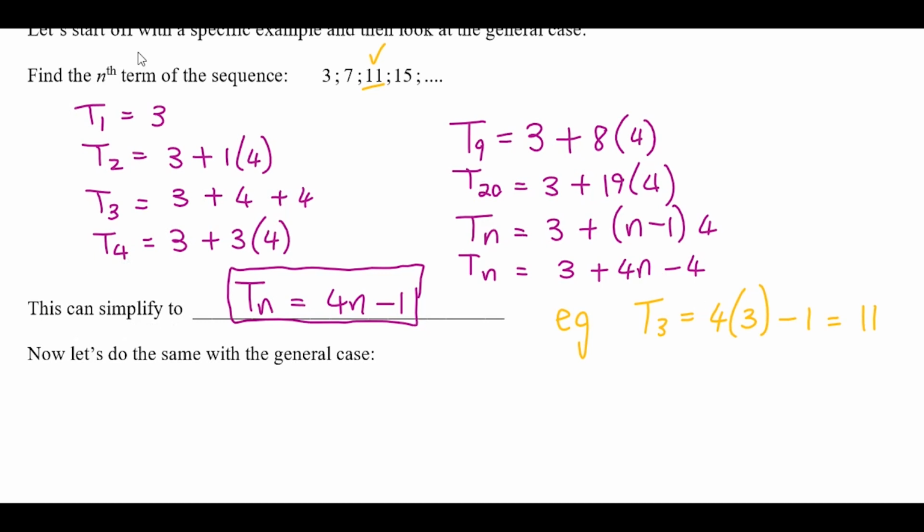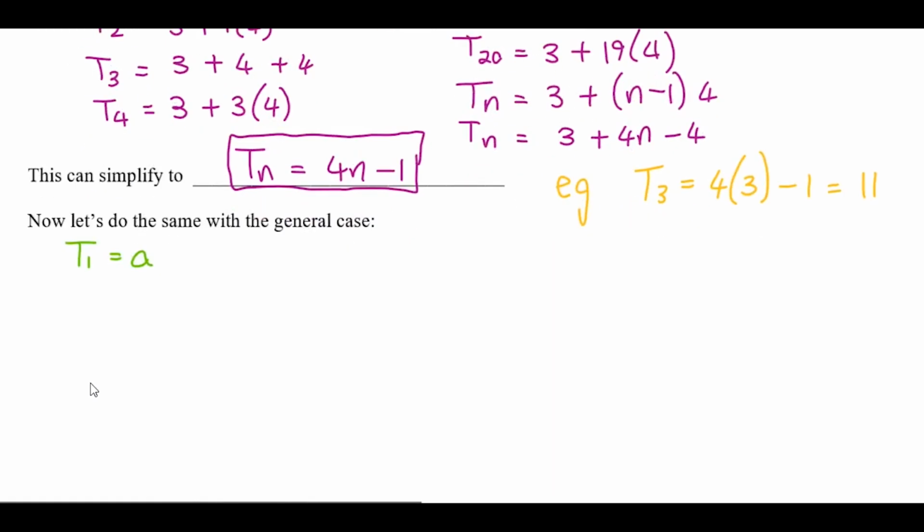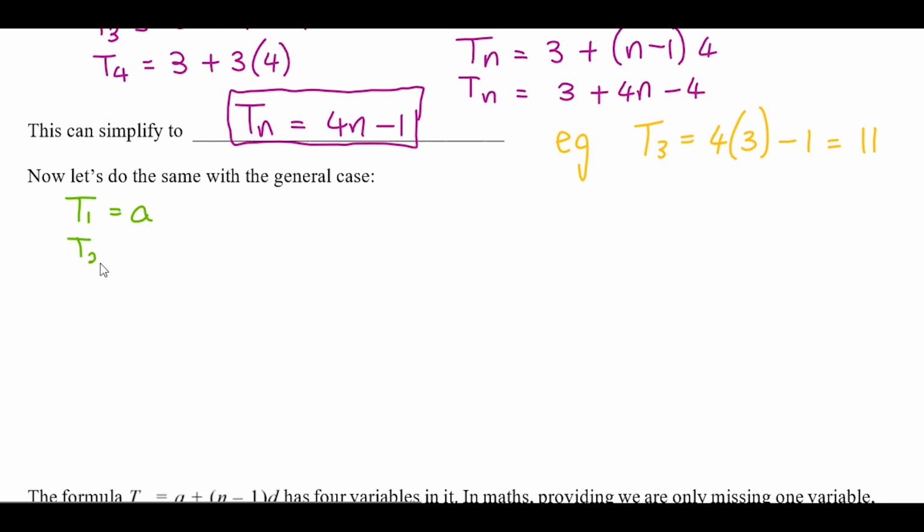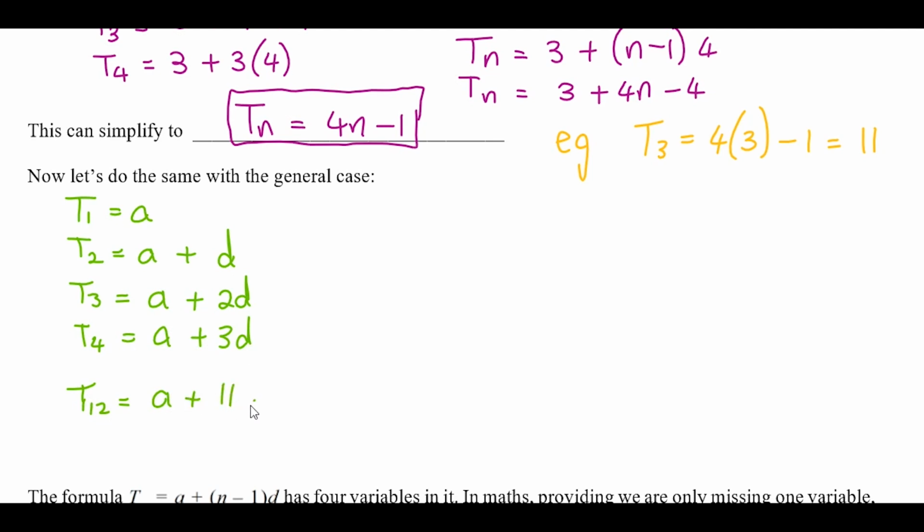Okay, we're going to do exactly the same thing now, but with the general case. So we've got T1 is A, T2 is A plus D. To get to T3, we're going to add another D. So it's going to be A plus 2D. To get to T4, we're going to add another D. So it's going to be A plus 3D. T12, for example, would be A plus 11D.